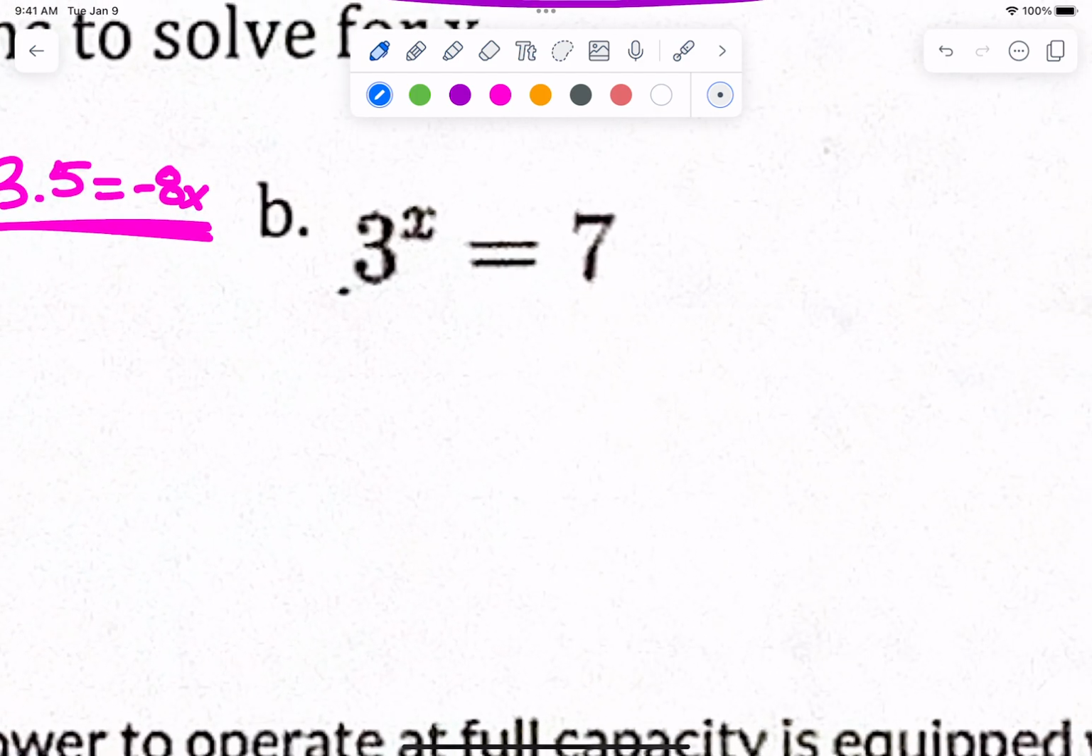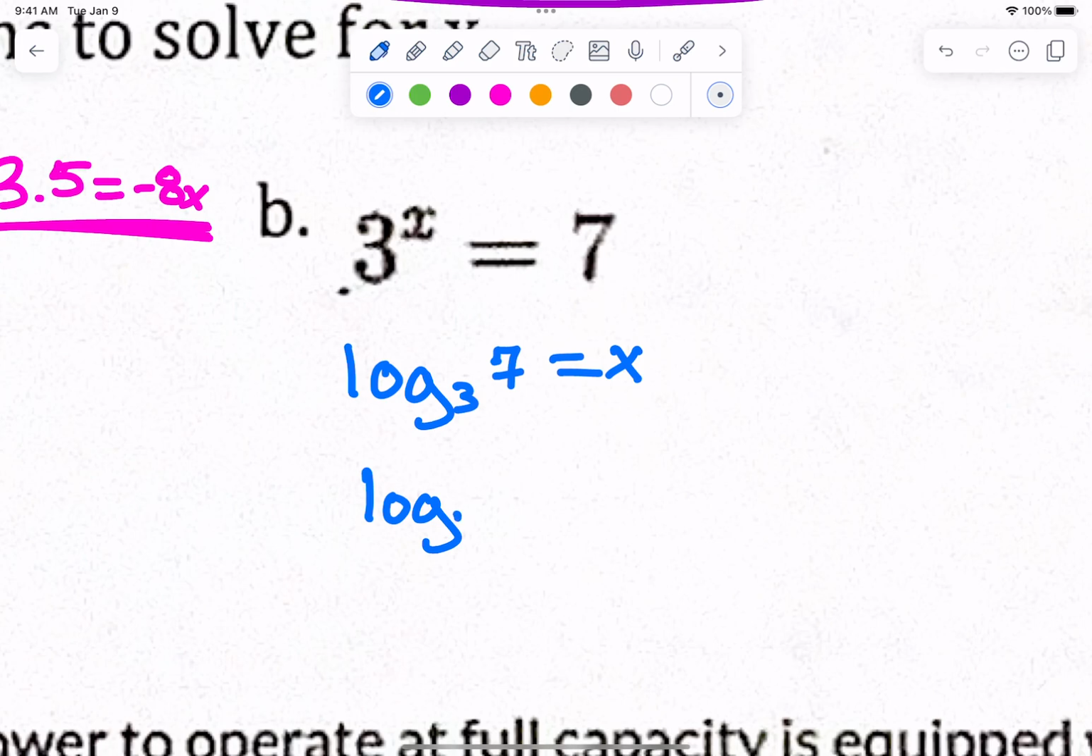So if I do, this would be what, log base 3 of 7 equals x, right? How do I do that then? Just plug it in. You can plug it in by the change of base. Or I could do log base 10 of 7 over log base 10 of 3. Yeah, and your calculator if you want to. All right?